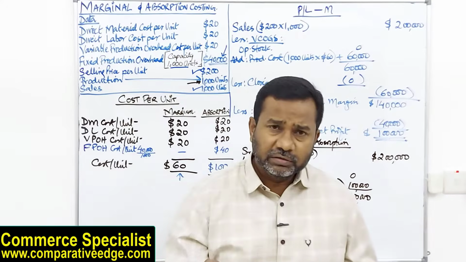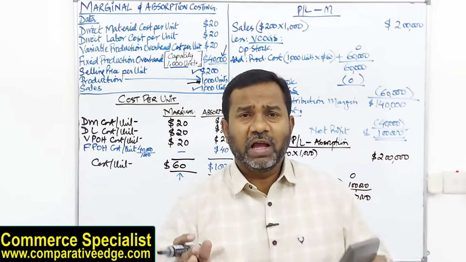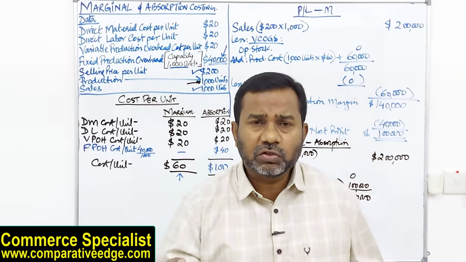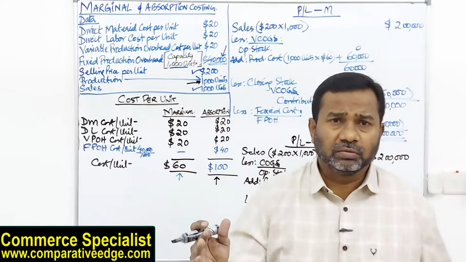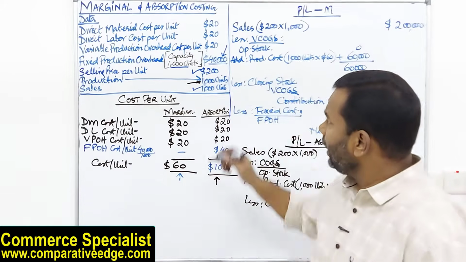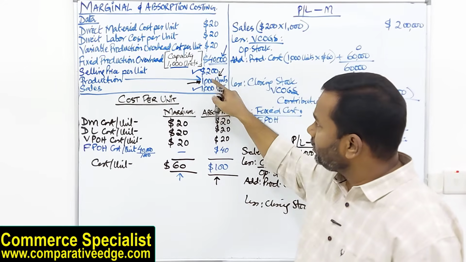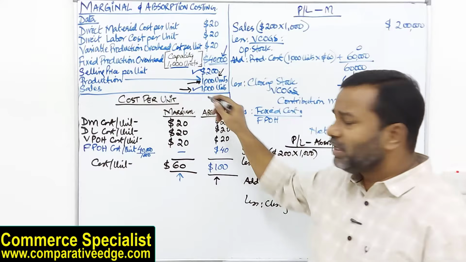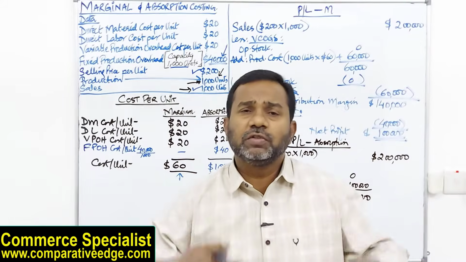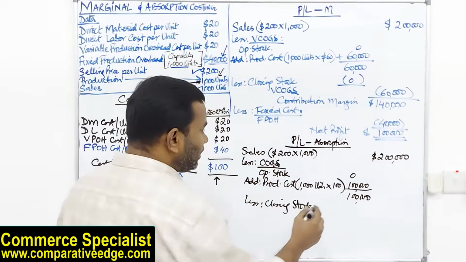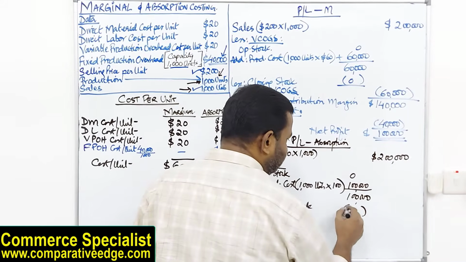I repeat, if you want to know whether we have closing stock or not, first of all, think: do we have opening stock? In this, the answer is no. There is no opening stock. Okay, look at the production. How many units are we producing? We are producing 1000 units. How many units are we selling? We are selling 1000. So if we made 1000 and we sold 1000 units, there is no closing stock. Nothing is left in the end. So closing stock here again is 0.